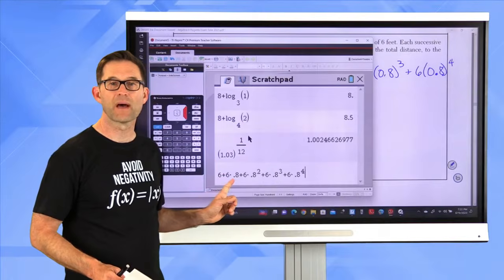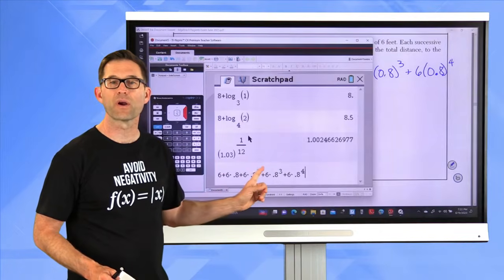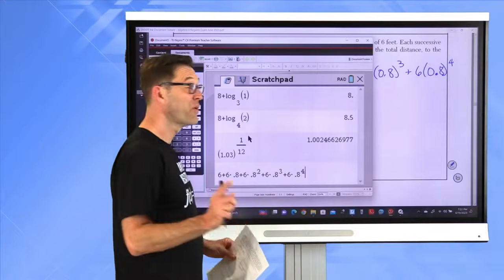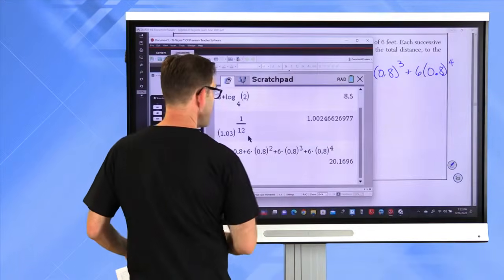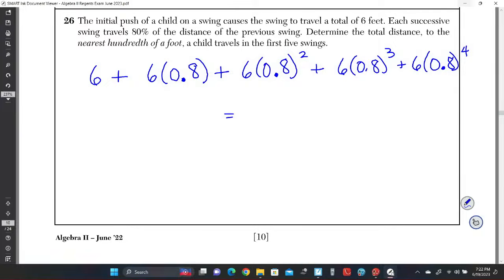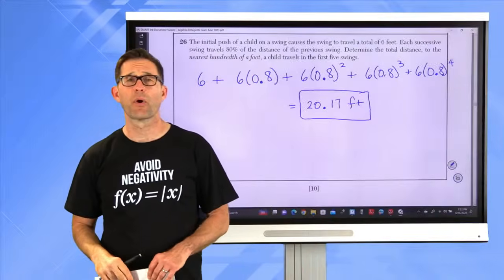That is going to be that entire geometric sequence. 6 plus 6 times 0.8 plus 6 times 0.8 squared, 6 times 0.8 cubed, not 6.8, 6 times. And I hit enter, I get 20.1696. To the nearest hundredth, that's going to be 20.17 feet.